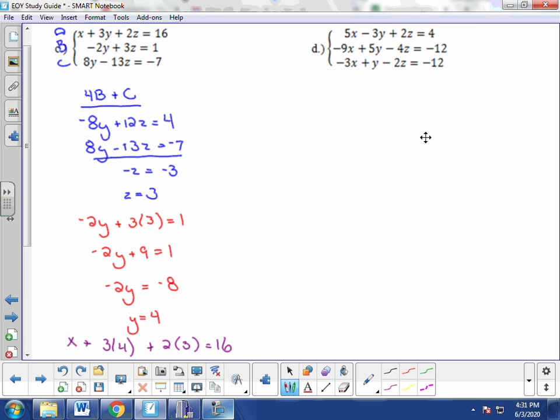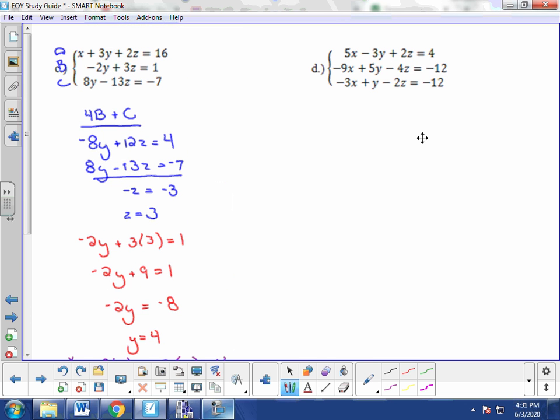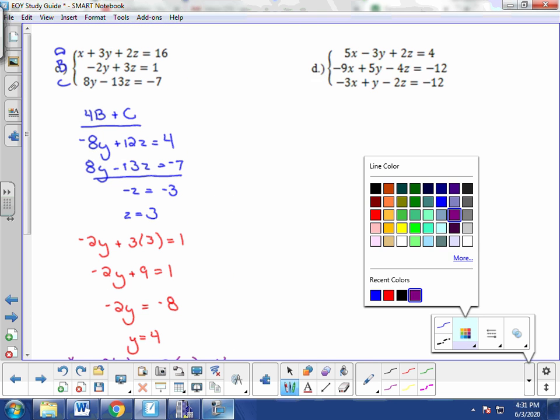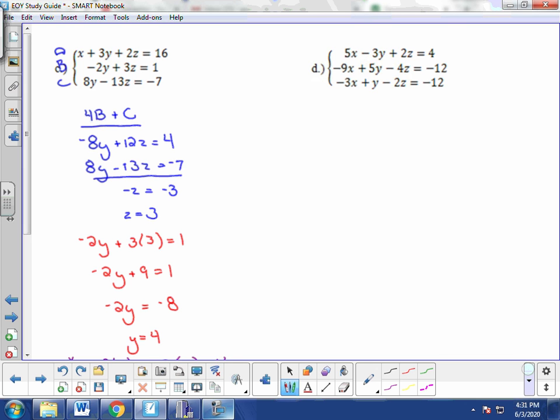Let's go ahead and take a look at D. In D, it's not quite as easy, because all three of these equations have three variables. So what I'm going to do is pick two equations and use those two equations to eliminate one variable. The easiest thing would be to add A and C.